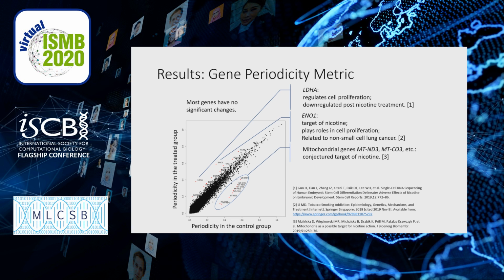For example, the LDHA and the ENO1, which are more periodic in the nicotine-treated group. Indeed, those are genes that are known targets of nicotine. They play roles in cell proliferation and are also related to lung cancers. There are also a group of mitochondrial genes whose periodicities are lowered. They also appear to be targets of nicotine suggested by other studies. The metric can suggest more potential genes of interest, other than those that are up or down regulated.